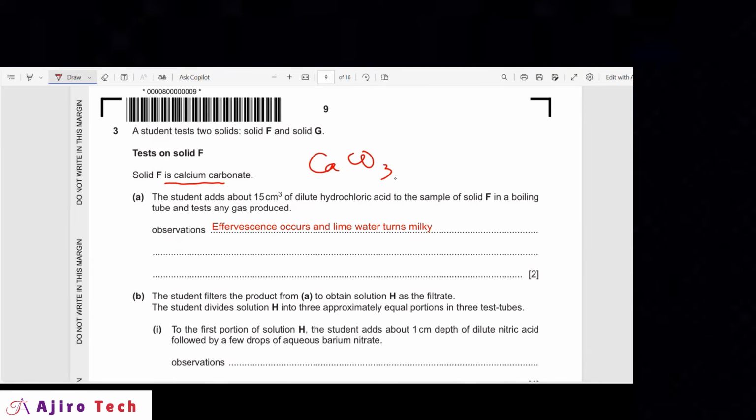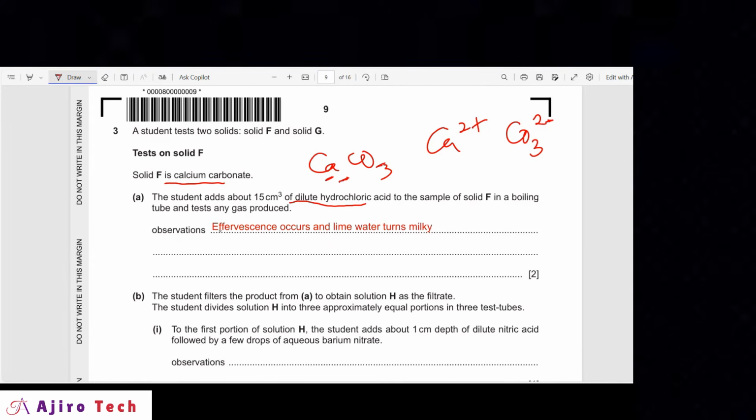In a question like this, where you have a table to use for the test of ions, you should know that the question will either ask you to test for calcium or to test for carbonate. The student adds 15 centimeter cube of dilute hydrochloric acid to this sample. Whenever you're adding an acid to a carbonate, of course, you know that you are testing for the carbonate, and test any gas produced.